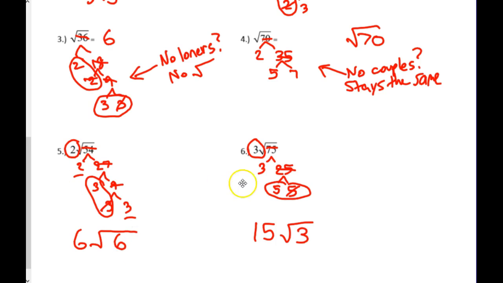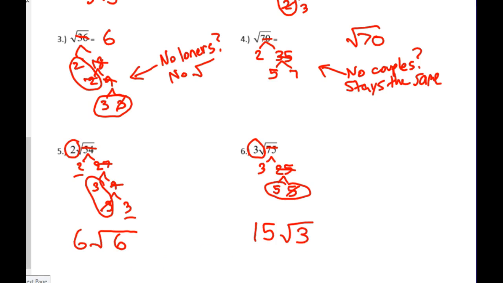And then on number 6, when you make your factor tree, you have a pair of 5 and a coefficient 3. 5 times 3 is 15. The loner 3 goes on the inside. Okay? Questions on that? So those were the practice problems.